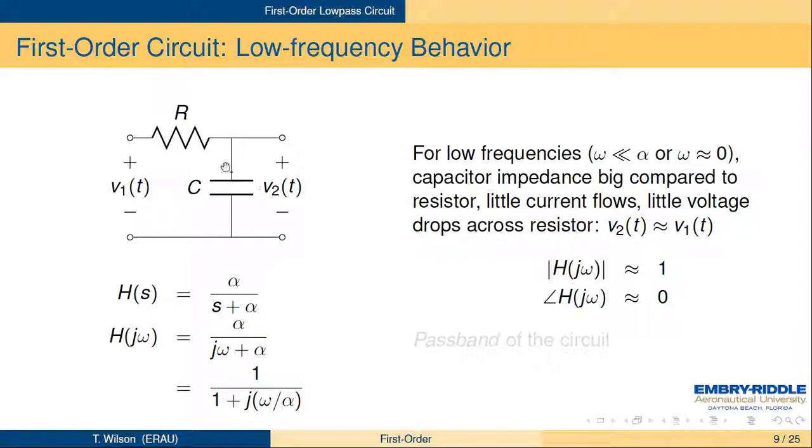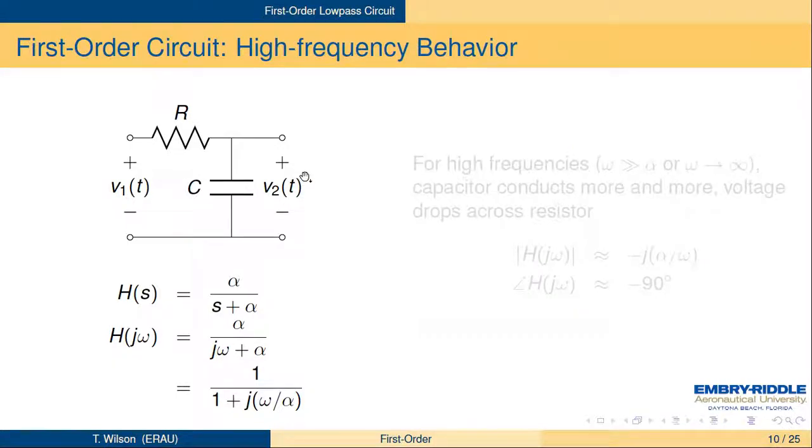For the most extreme low frequency, omega equals 0, the capacitor acts like an open circuit, and then V2 is just equal to V1. So the magnitude of H of j omega is approximately equal to 1, and the angle of H of j omega is approximately equal to 0. We call this the pass band of the circuit. The output is about equal to the input.